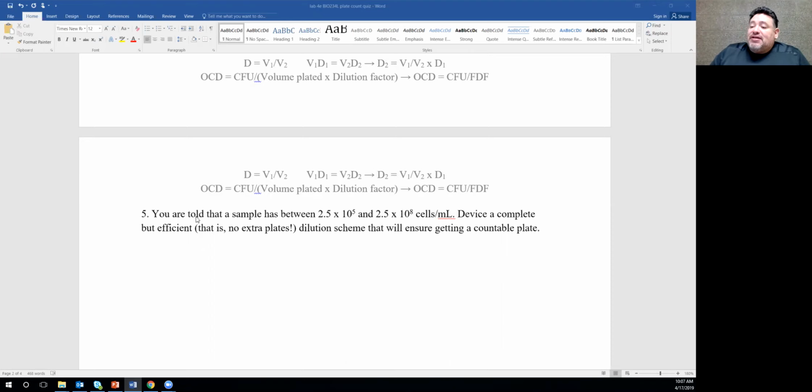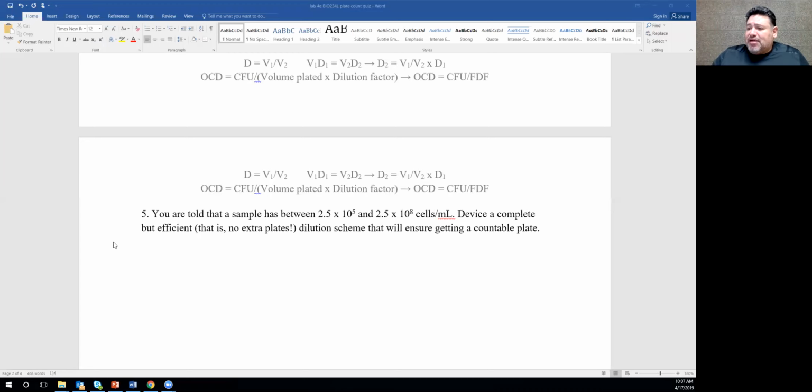And so the question reads: you're told that you have a sample with somewhere between 2.5 times 10 to the fifth and 2.5 times 10 to the sixth cells per milliliter. In other words, some researcher is giving it to you and says, look, I don't know what the concentration is here. The only thing I can tell you is that the OCD, the original cell density, is somewhere in between these two. That's my guess, so we're giving you a little bit of help.